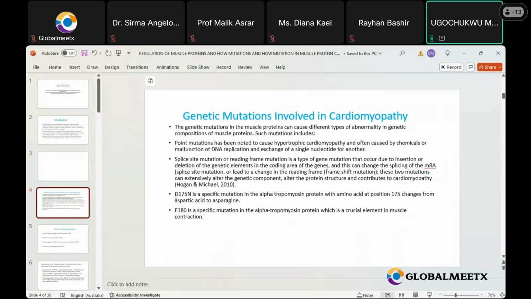Splice site mutations or reading frame mutation is a type of gene mutation that occurs due to insertion or deletion of the genetic element in the coding area of the genes, and this can change the splicing of the messenger RNA, which is known as splice site mutation, or lead to a change in the reading frame, known as frame shift mutation. These two mutations can extensively alter the genetic component, alter the protein structure, and contribute to cardiomyopathy.